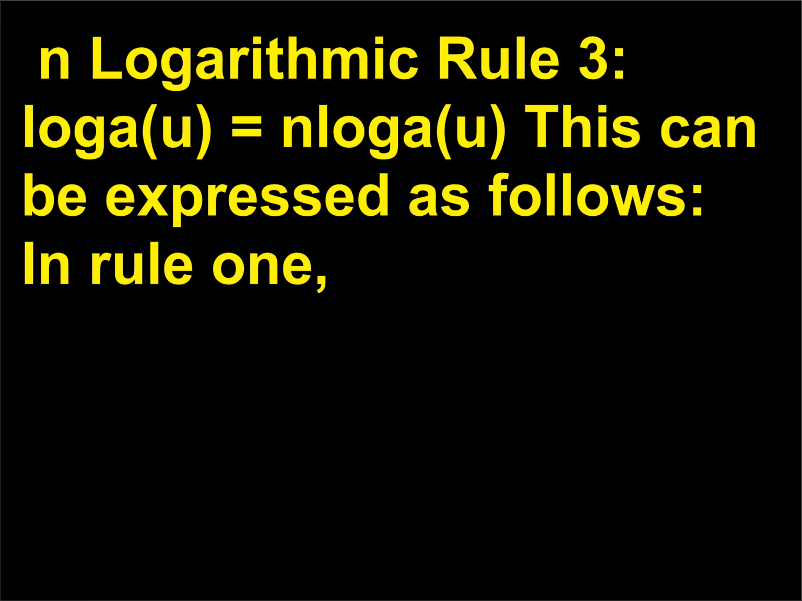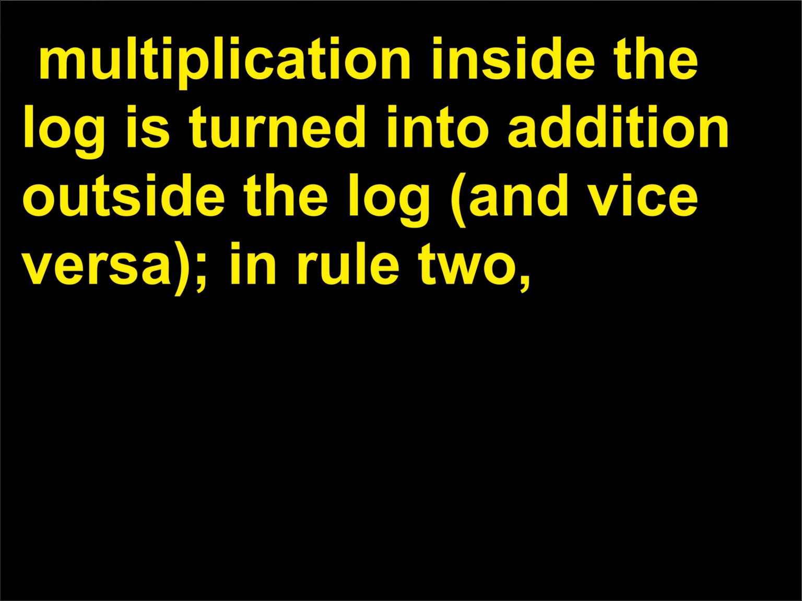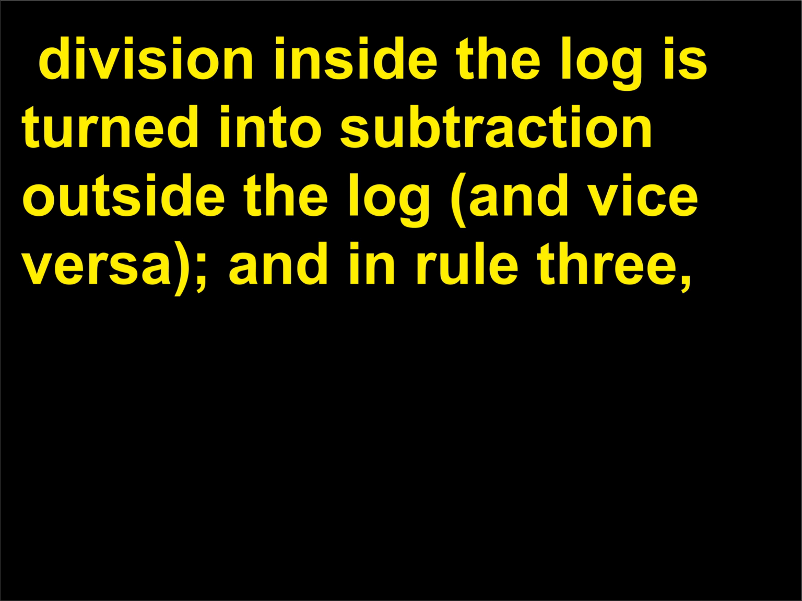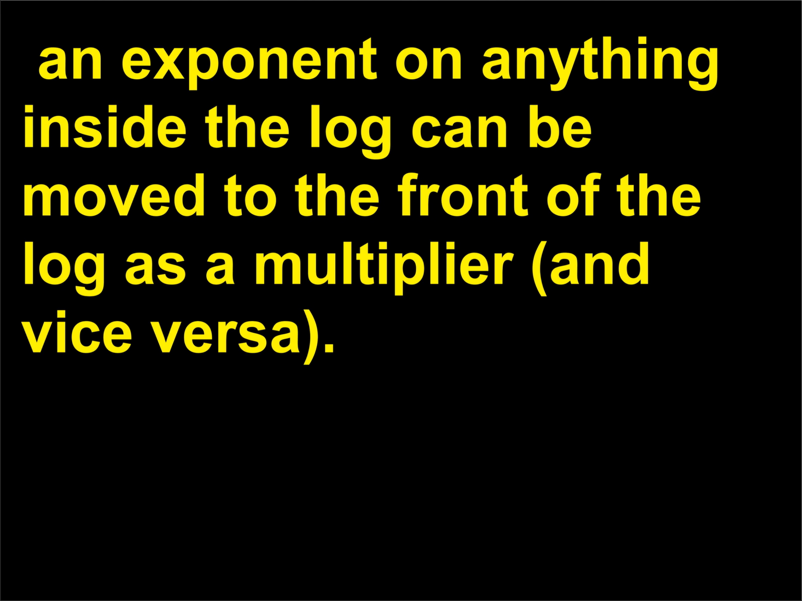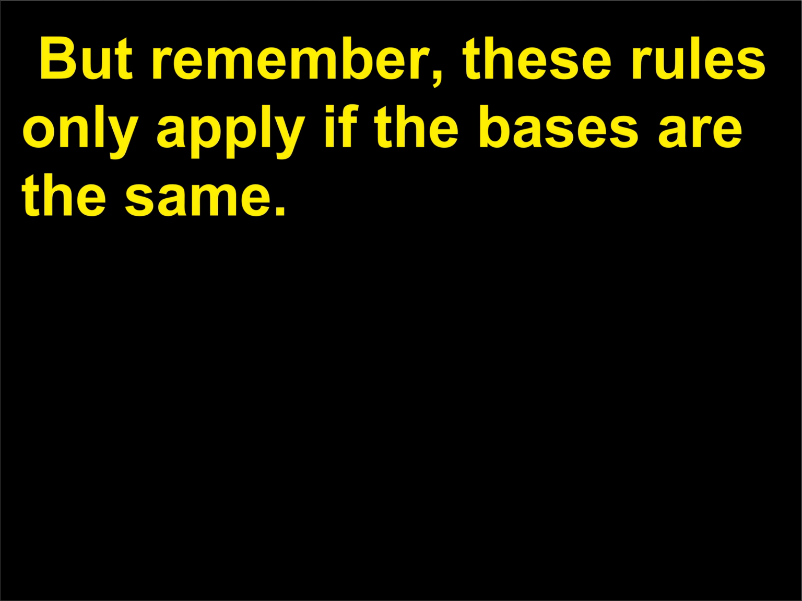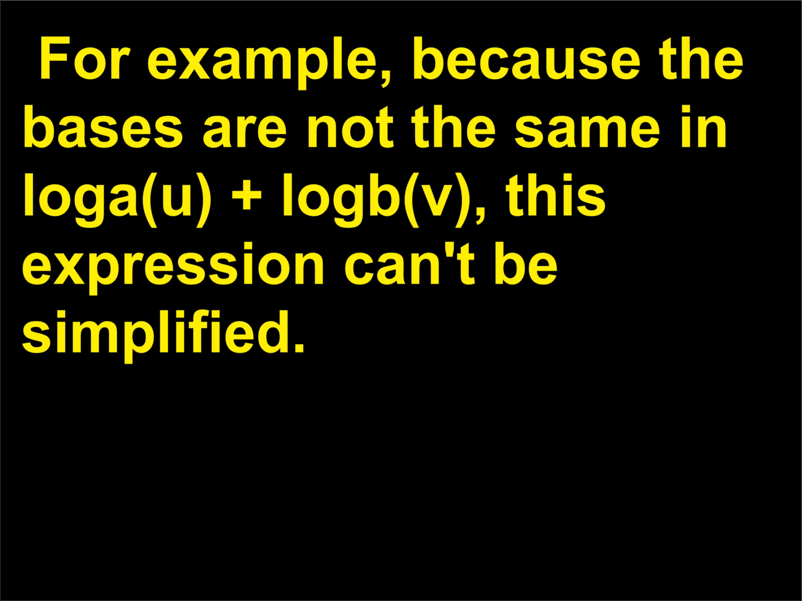This can be expressed as follows. In rule 1, multiplication inside the log is turned into addition outside the log, and vice versa. In rule 2, division inside the log is turned into subtraction outside the log, and vice versa. And in rule 3, an exponent on anything inside the log can be moved to the front of the log as a multiplier, and vice versa. But remember, these rules only apply if the bases are the same. For example, because the bases are not the same in log_a(u) plus log_b(v), this expression can't be simplified.